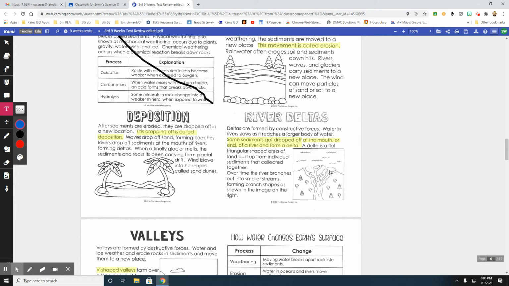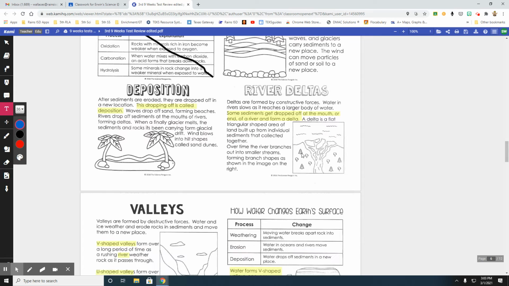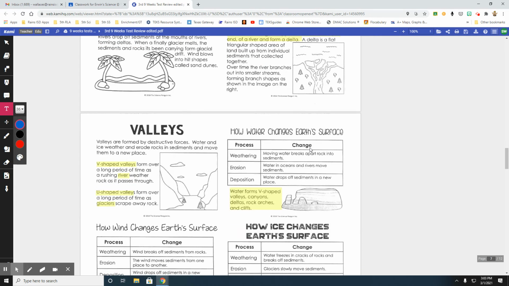Delta is actually a Greek letter, and the Greek symbol is a triangle. So that's one of the reasons why they named it this, because it is in this triangular shape, and the Greek letter is delta. Okay, so that's going to be an important one to know. I can guarantee you there's going to be questions on your 9 weeks test about river deltas.